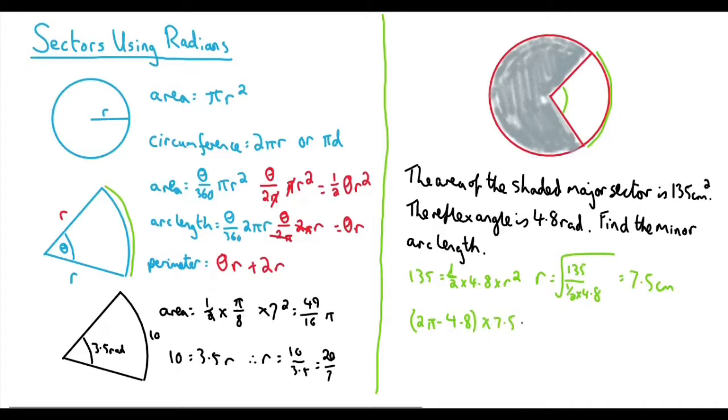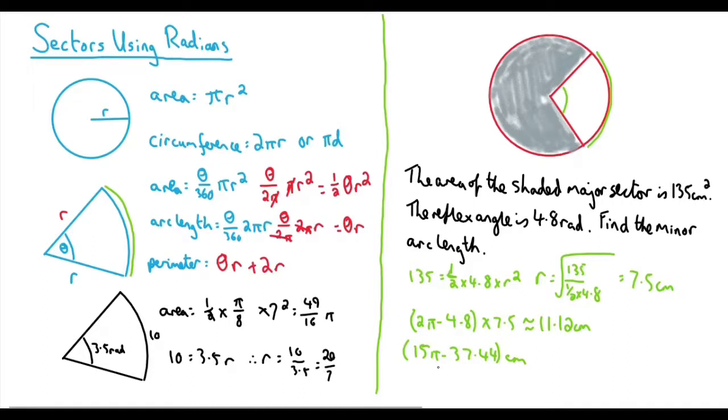Now, we could put this just straight into our calculator to get an approximate value of 11.12 centimeters. But if the question specified an exact form, we'd need to keep it in terms of pi. Just timesing each of these terms individually by 7.5, what you end up with is 15 pi minus 37.44 centimeters altogether. That would be the exact form.